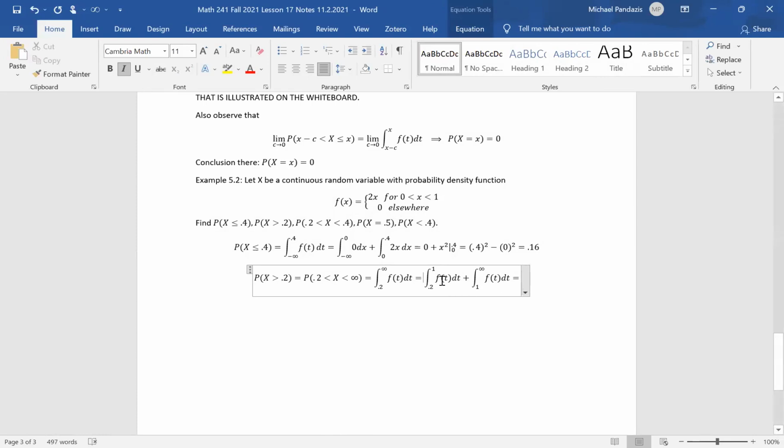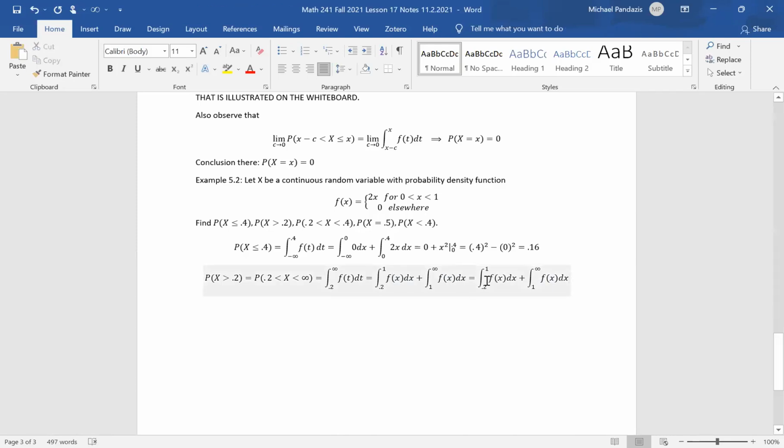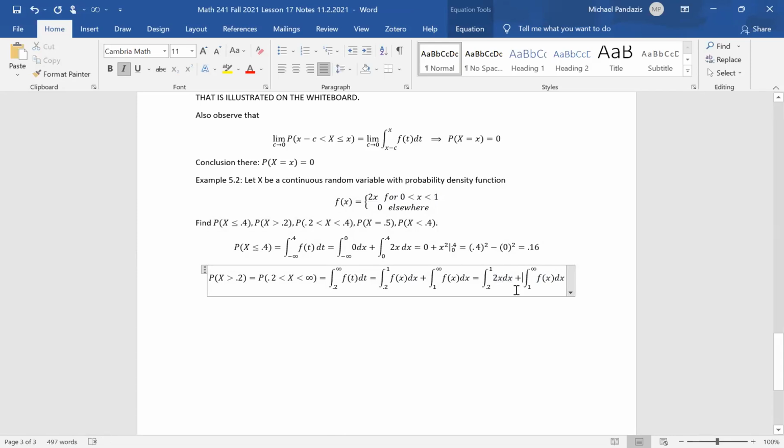Well, the first integral, f of t, we can use x instead. We don't need a dummy variable for this example. So in the first interval from 0.2 to 1, the value of the function f of x is 2x there. So you have a 2x there. From 1 to infinity, it's 0, right? So f of x is 0 from 1 to infinity.